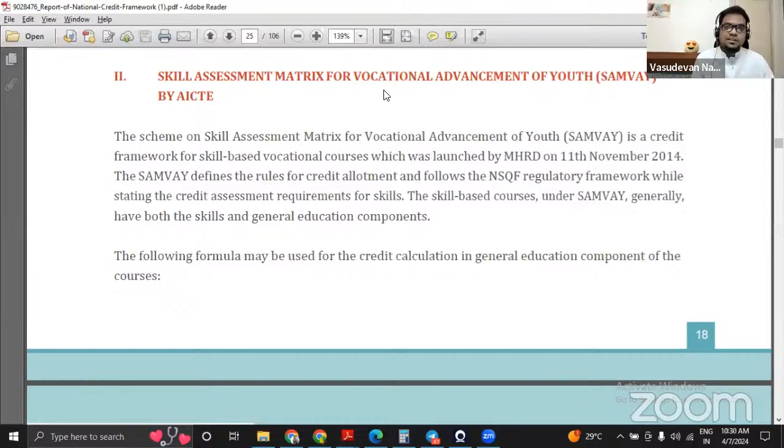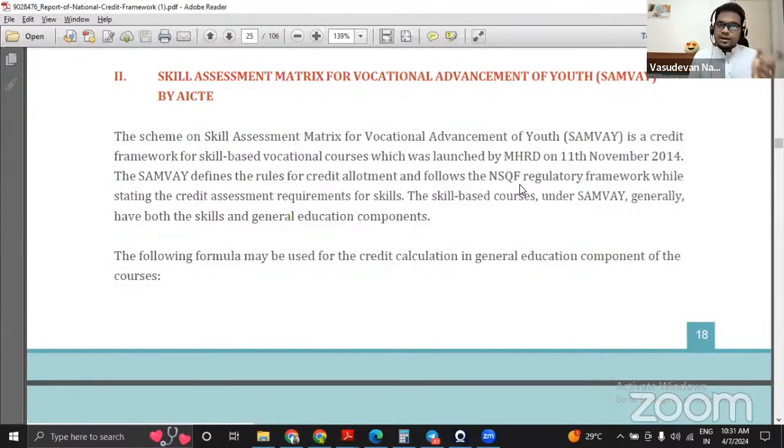Skill assessment matrix for vocational advancement of youth. So basically, in this case, this is 2014. The skill-based vocational courses were launched by MHRD by this time, and it defines the rules for credit allotment and follows the NSQF. NSQF is the National Skills Qualification Framework, which came up with levels of credits.